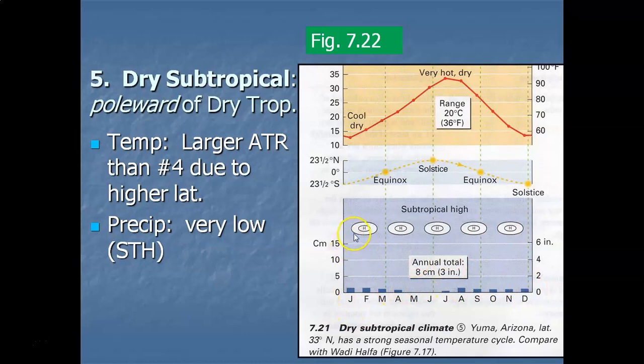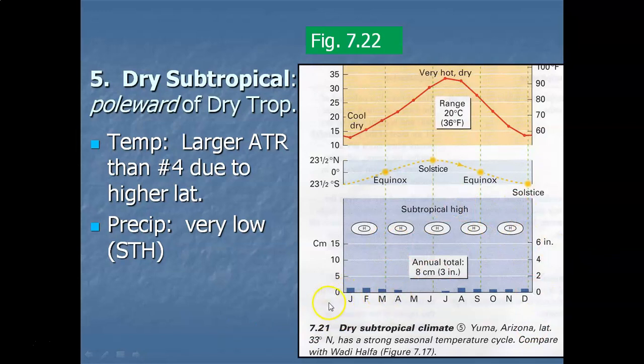We're still dominated by the subtropical high. Again, there are some climates where we really don't have to worry about the shifting pressure belts. In Arizona here, look at this, on average in Yuma, Arizona, 3 inches of precipitation per year. My God, I mean, we can get that. Well, we do. We can get 3 inches in a day or in an afternoon in a thunderstorm here.